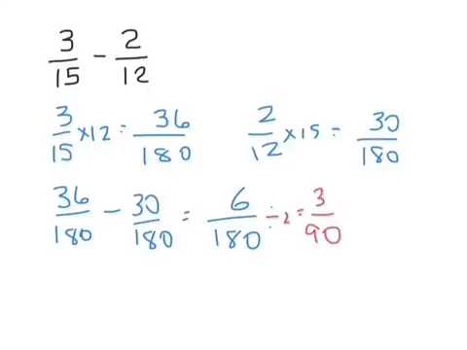Now, when I look at these fractions, I'm using my divisibility skills, and I see I can divide both the numerator and denominator by 3. 3 divided by 3 equals 1, and 90 divided by 3 equals 30. I can't simplify this any further because I now have a numerator of 1, but I know that I've solved 3/15 minus 2/12 equals 1/30.